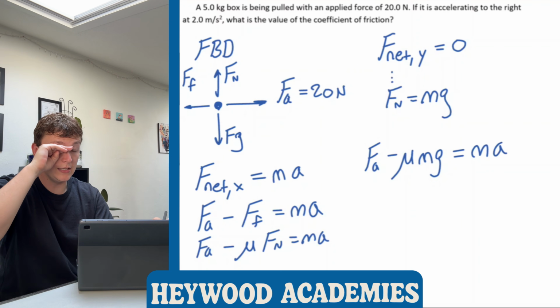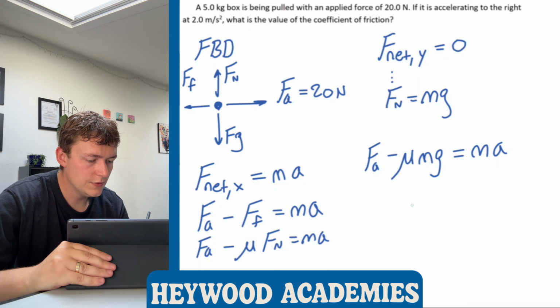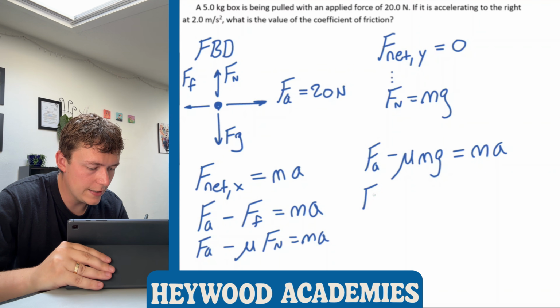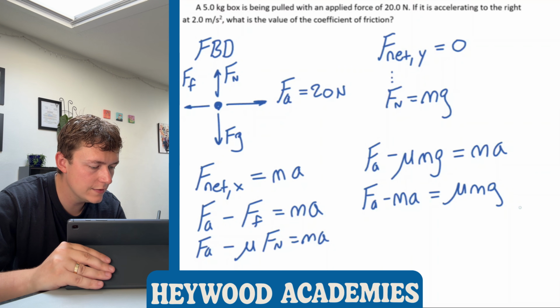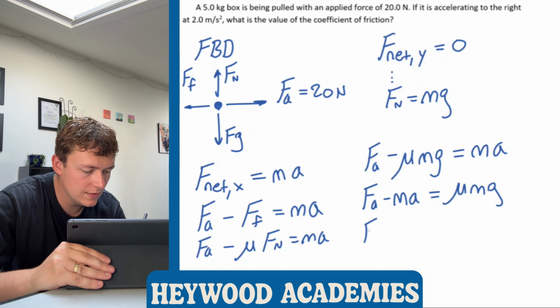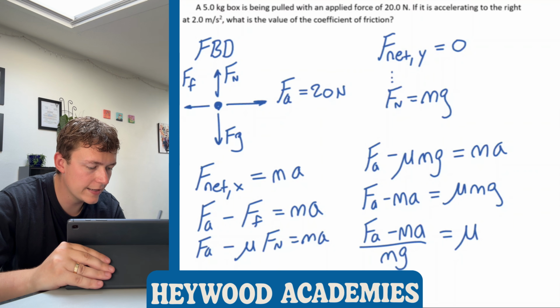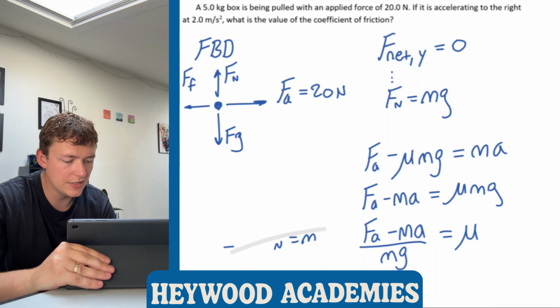And now we can rearrange this and solve for that coefficient. So let's bring the mass times acceleration over to the left. Let's bring mu mg over to the right. And then divide both sides by mg. So we'll get that the applied force minus ma over mg is equal to that coefficient. And now this is where we can go ahead and plug in those numbers to get our answer.